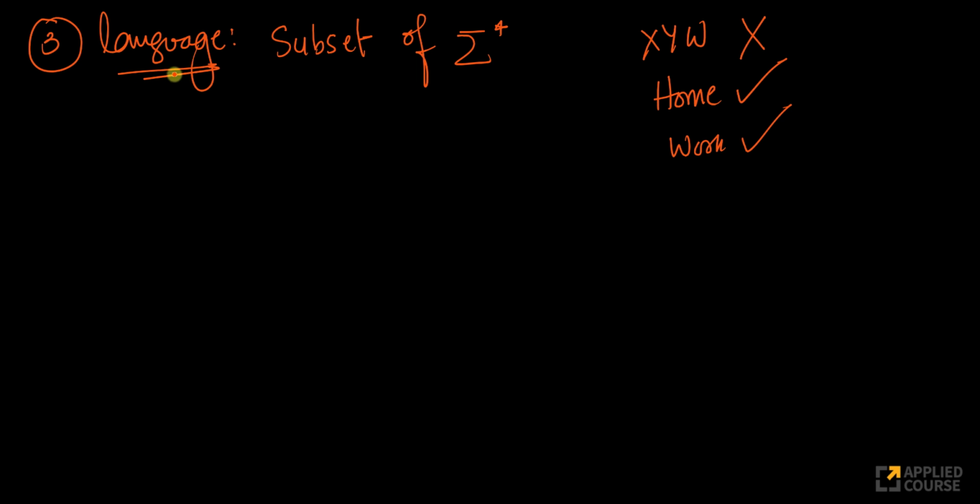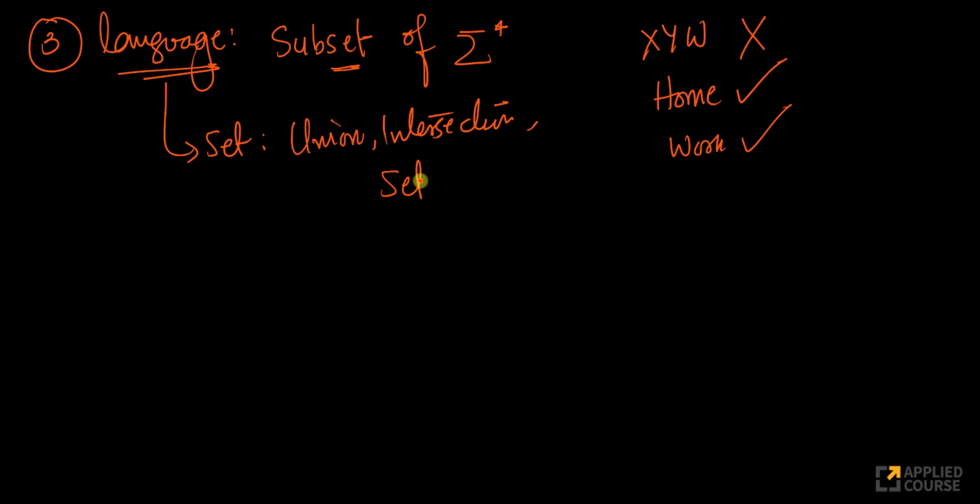So again, this is a formal definition of what a language is. Remember that a language is a set at its very core. We cannot forget that. Because a language is a subset, it is also a set, which means we can perform operations like union, intersection and set difference, which are all operations on sets. We'll also learn of other operations that we'll perform on languages a little later. Typically people use the symbol L to represent a language.